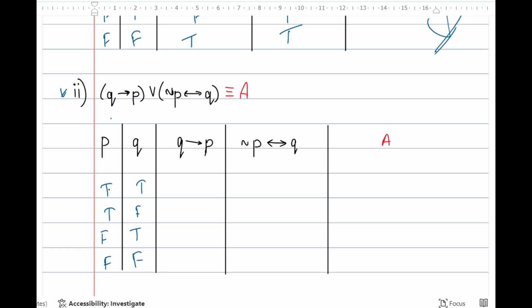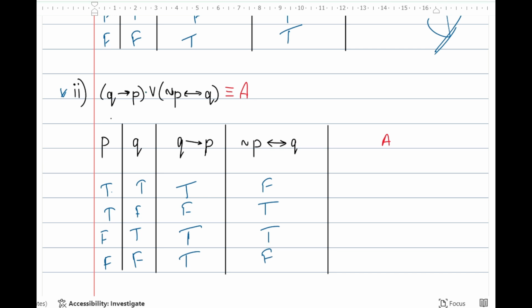चलो. Q to P. अभी देखो Q tends to P, T to T T, T to F F, F to T T, F to F T. Alright. Negation of P and Q. अभी आपको इक्वालिटी चेक करनी है. Negation of P and Q. So F and T F, F and F T, T and T T, T and F F. Alright. अब इसका आंसर क्या है?